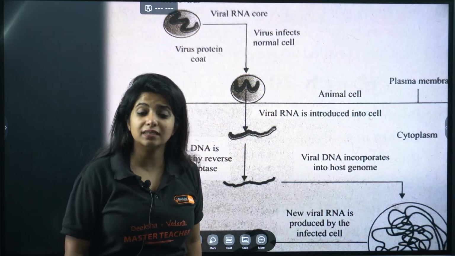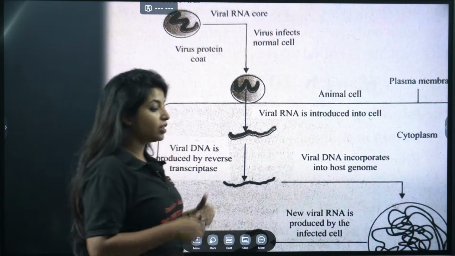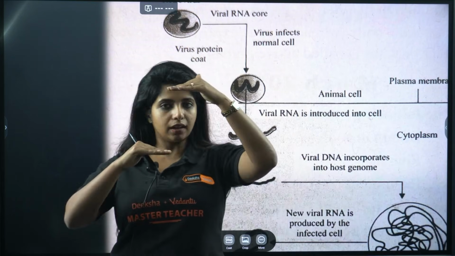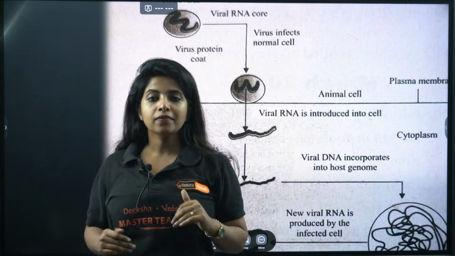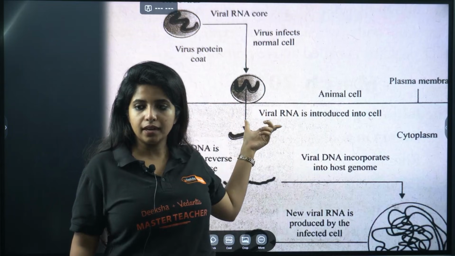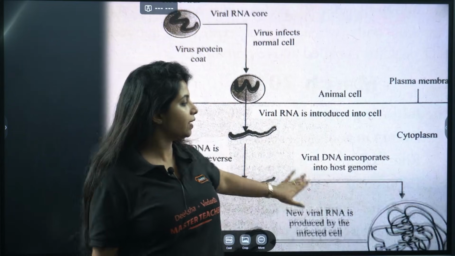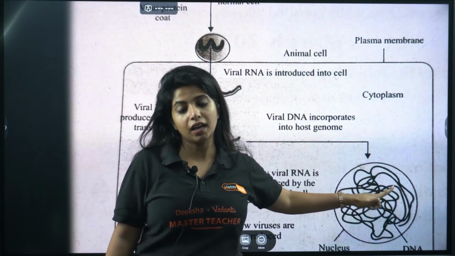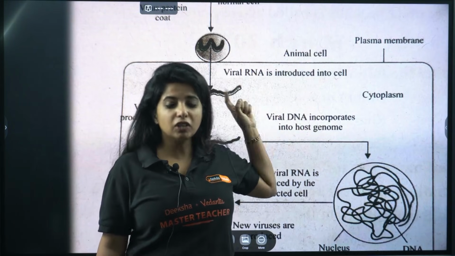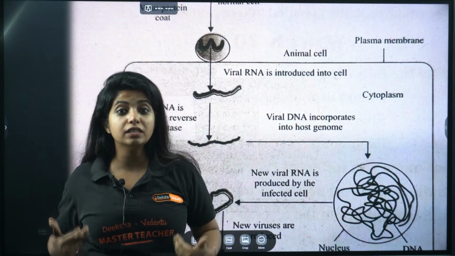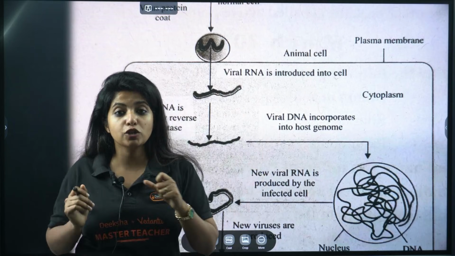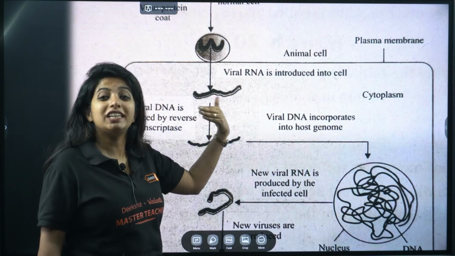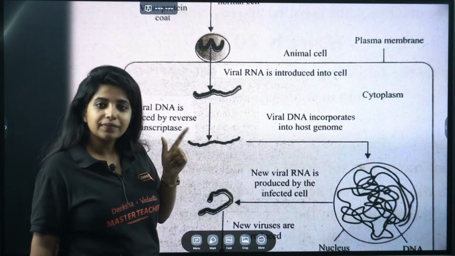Ma'am, why is this particular thing happening? So my dear children, we have studied in the molecular basis of inheritance that from DNA we get RNA. From RNA we get protein, right? So here they have the RNA, and our cells will be having the DNA. RNA is introduced, we have DNA. If this particular guy wants to use our cell's machinery, it has to make sure that it is not RNA, but rather it should form its own DNA. Can it do that? Yes.